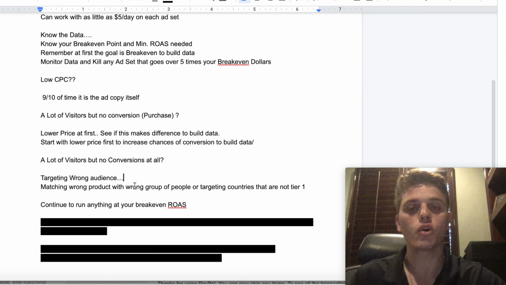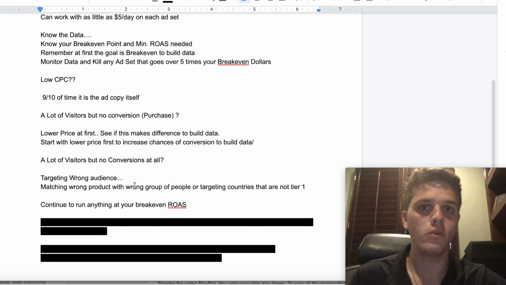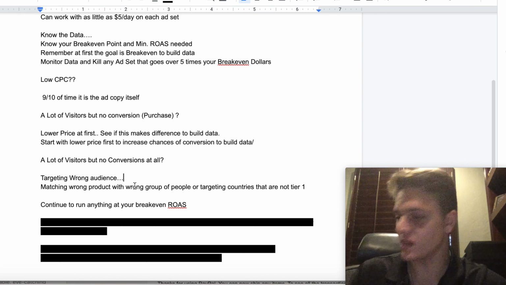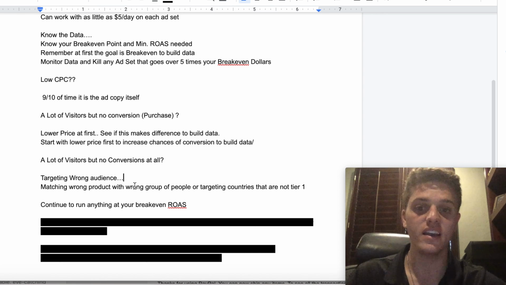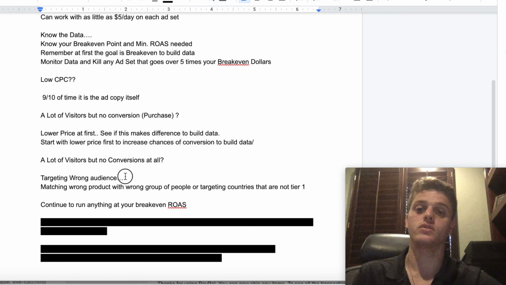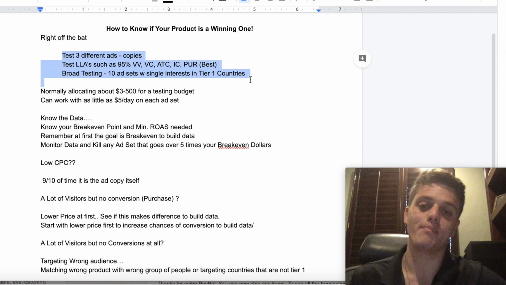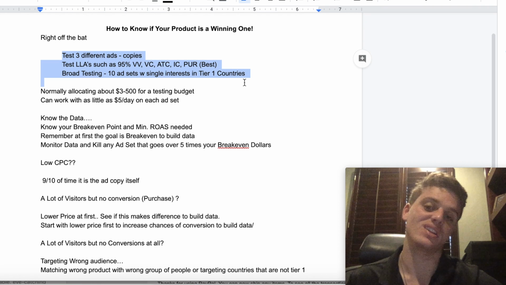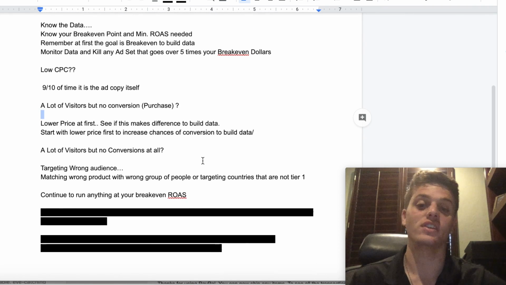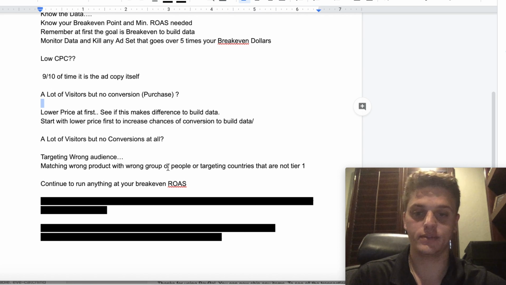I mean, if you're targeting a bikini to men, it could be the coolest bikini in the world, but no dude is going to buy a bikini for themselves. Yeah, you might get somebody buying a bikini as a gift, but it's just not going to work. So that's why you have to make sure that your audience is targeted correctly, and how you do this is what we discussed in the beginning right off the bat, which was broad testing, lookalike audiences, and making sure that the ad resonates.